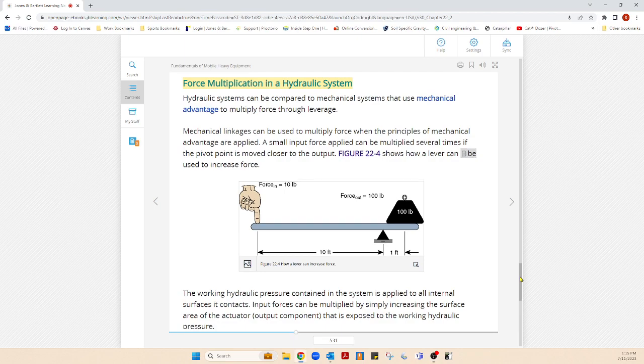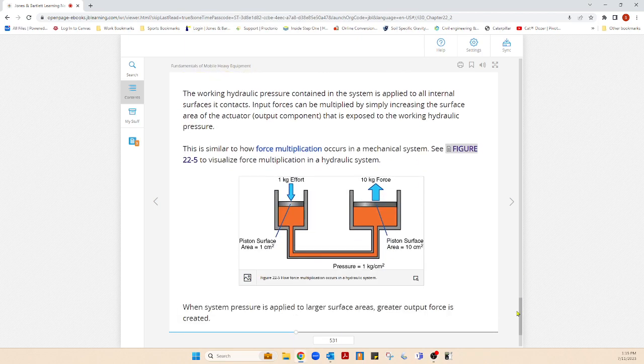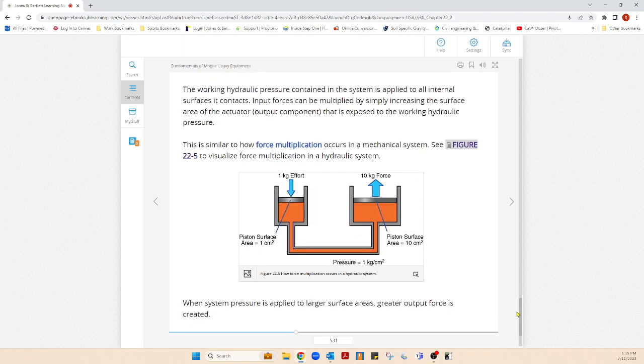So as the mechanical thing illustrated, we lost a little bit of distance. Now let's move on. Here is a clear illustration of what we were just talking about. Area, 1 square centimeter. They call it the effort. I'm going to call it this force out. But this is also the downward force. You're pushing with 1 kilogram of force effort.